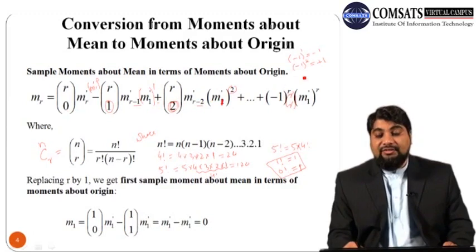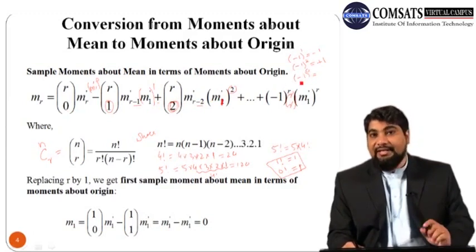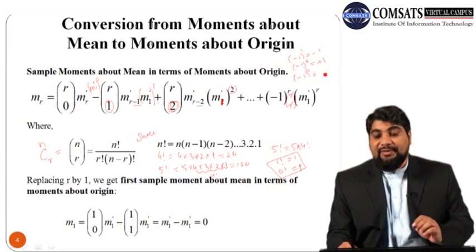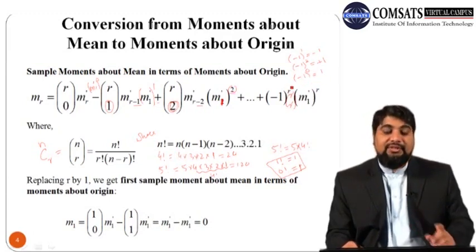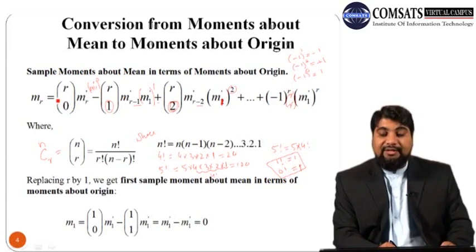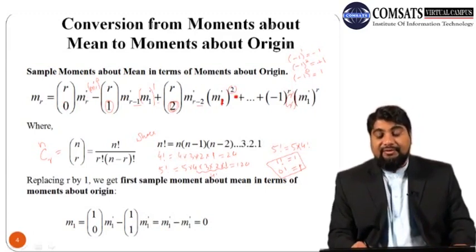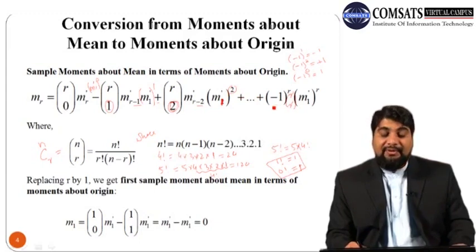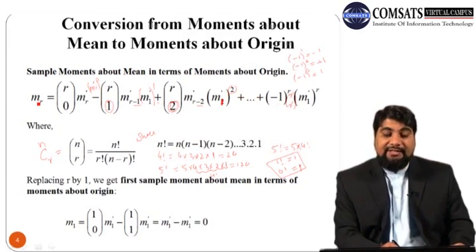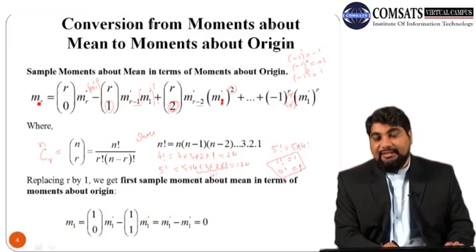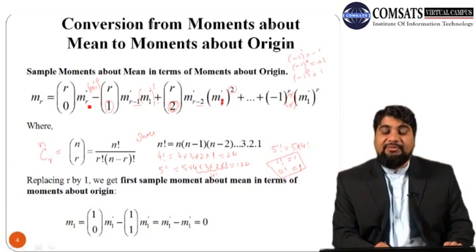So here we have 0, so minus 1 raised to power 0. Remember that anything raised to power 0 is always equal to 1. So that's why it is 1 with a plus sign. So this is how we can get the r-th central moment from the moments about origin.